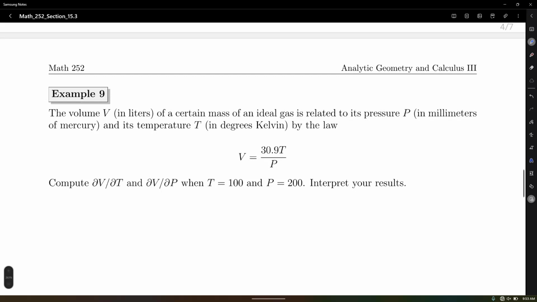So ideal gas, what's the ideal gas law from chemistry? PV = nRT, right? How is this related to the equation we have in our problem? If we solve that equation for V, for the volume, we get nRT over P. What is this 30.9? That 30.9 is the combination of multiplying some n amount of moles of an ideal gas times the universal constant for gases depending on the system you're working with.